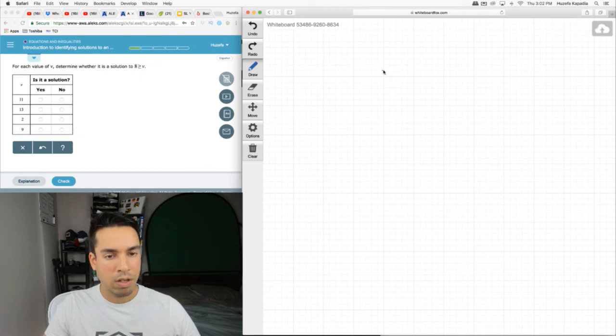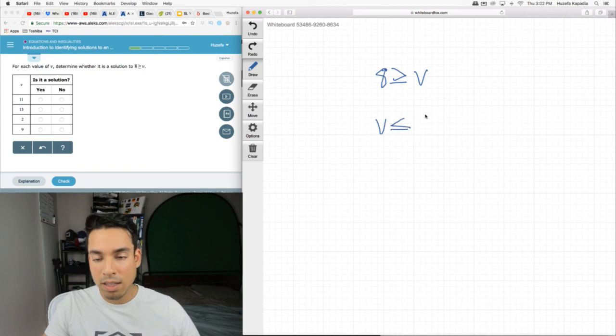All right, next one. It says 8 is greater than or equal to v. But you know the way I like to think about this? Not that 8 is greater than or equal to v, that v is less than or equal to 8. And I'll even write it like this. It doesn't matter which one goes on each side. It just matters the orientation of this inequality. So v is less than or equal to 8.